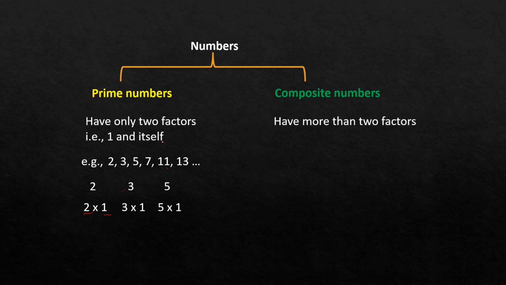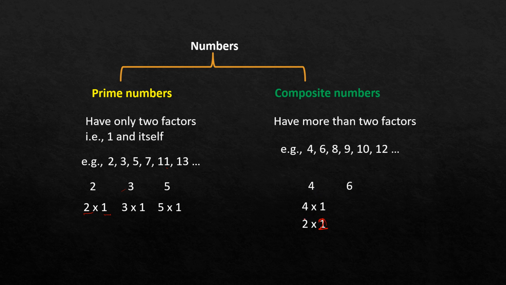So they have 1 and itself as a factor, and in addition to that, they have more of the factors. Examples: 4, 6, 8, 9, 10, 12. Let's take 4 for example. 4 and 1 are the factors, that is 1 and itself, and in addition to that, 2 times 2 also gives us 4. So 2 is an additional factor for 4. So factors for 4 are 1, 4, and 2, so that's more than 2. So 4 is a composite number.